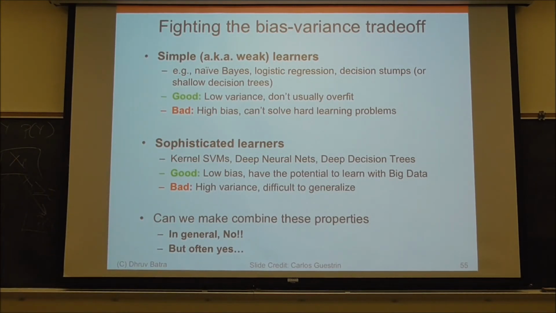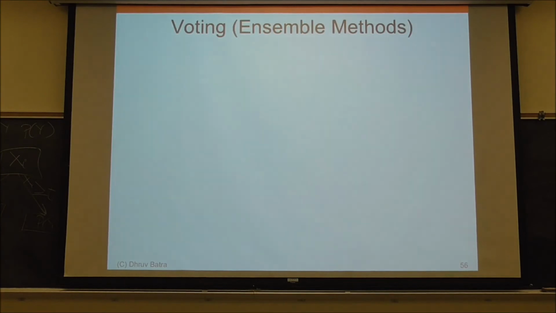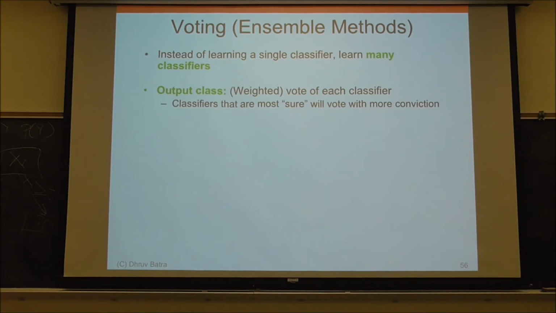Does that make sense? And that's where voting methods or ensemble methods come in. The idea is that instead of learning a single classifier, we will learn an ensemble or a community of classifiers, and the output is going to be the weighted vote of each classifier.